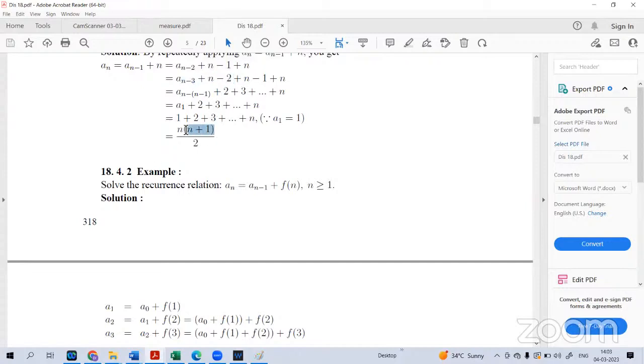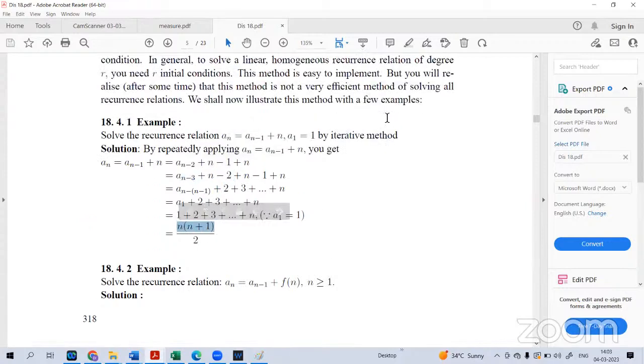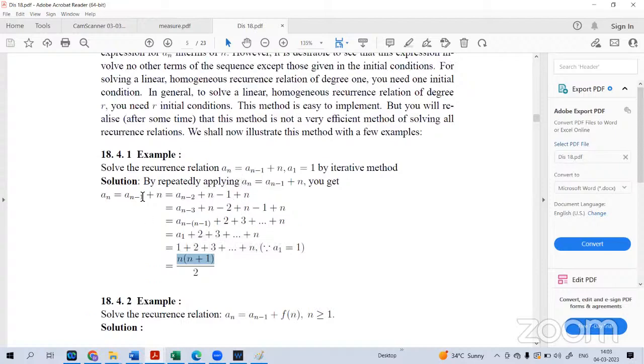Excuse me, sir. Again, sir. I didn't get a n minus 2. Can you please explain once again, sir? Yeah, you tell me. What I have written is a n minus 1.